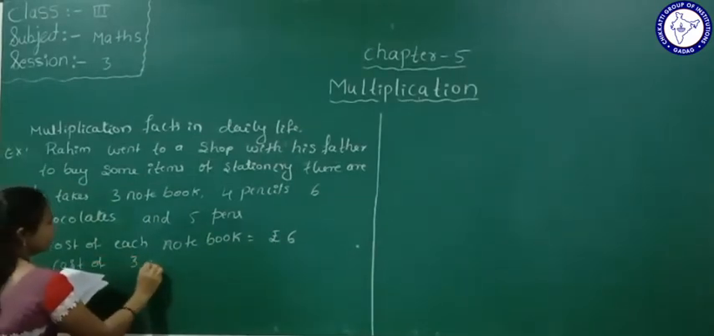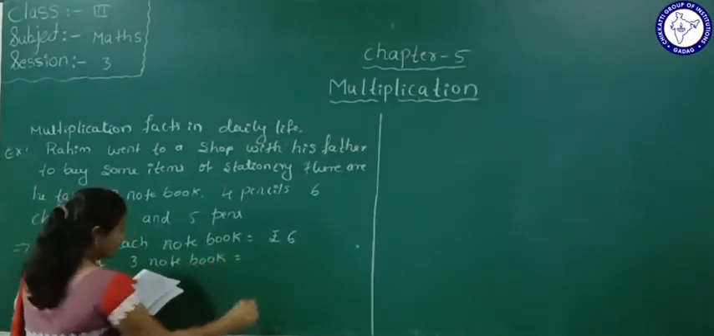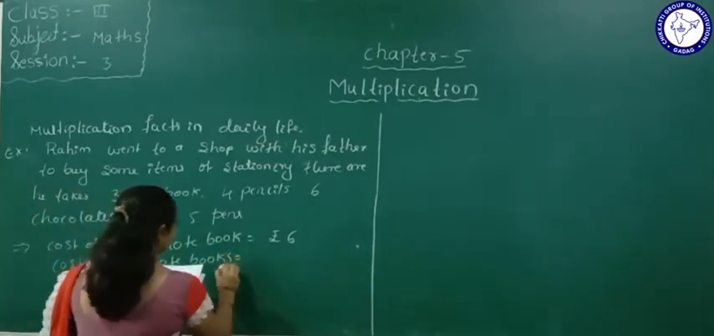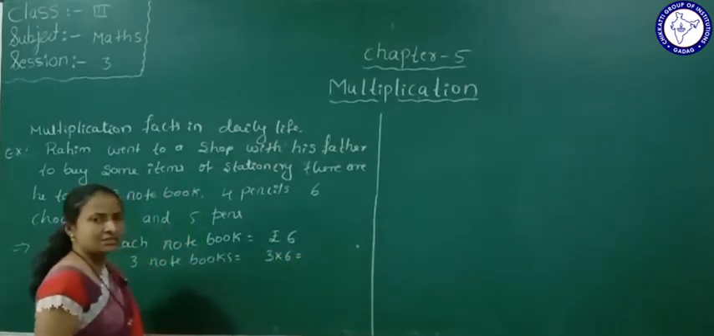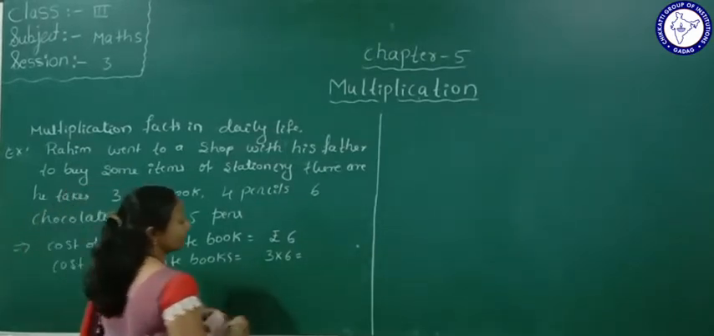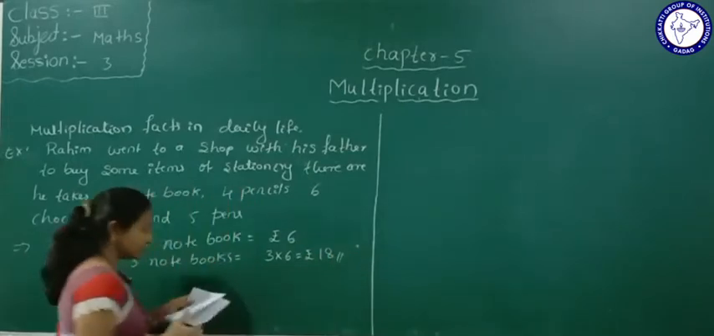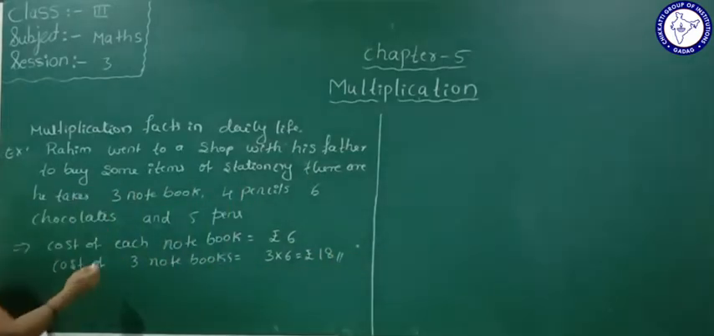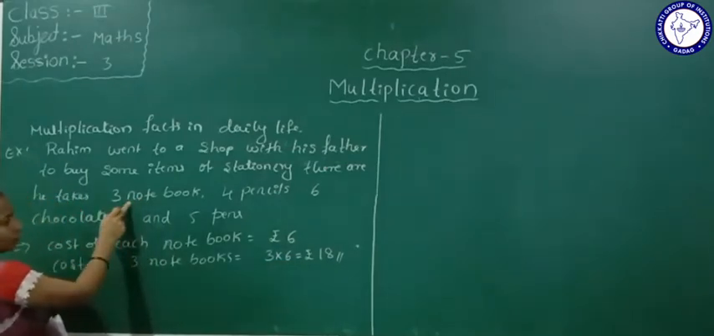Okay, cost of 3 notebooks is equal to 3 into 6, which is equal to how much? 3 sixes are how much, students? 3 sixes are 18. So rupees 18. This is the price for the notebooks.